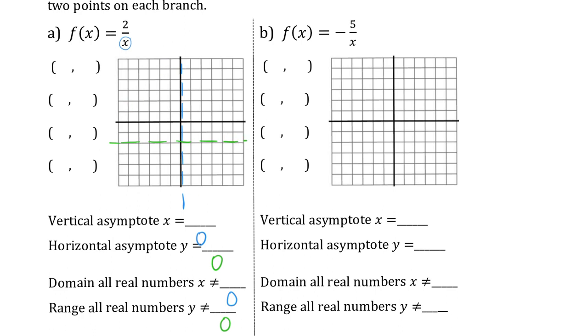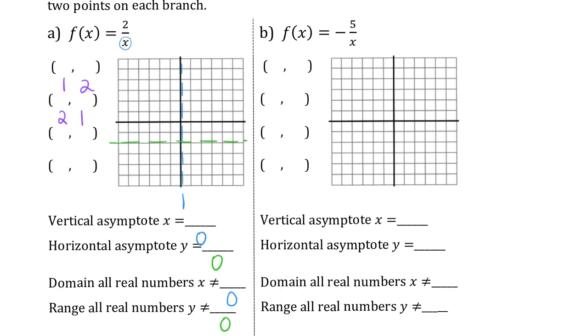So I'm going to plug in a couple values in order to figure out where those pieces are. I normally pick ones very close to the vertical asymptote. The vertical asymptote is at 0. So I'm going to plug in easy numbers to the right of this asymptote. I'm going to plug in 1 and 2, just because they're easy to plug in. If I plug in 1, x is 1, I get 2 divided by 1 is 2. If I plug in 2, 2 divided by 2 is 1.